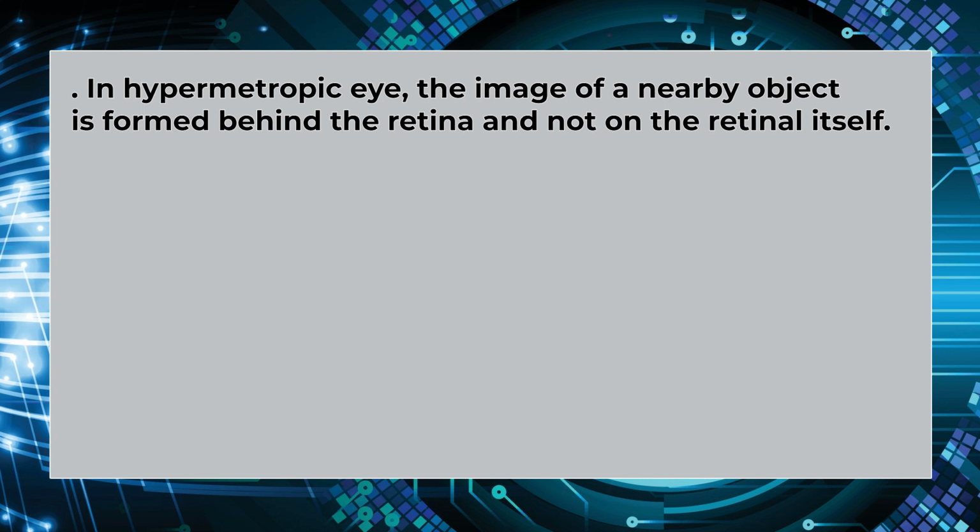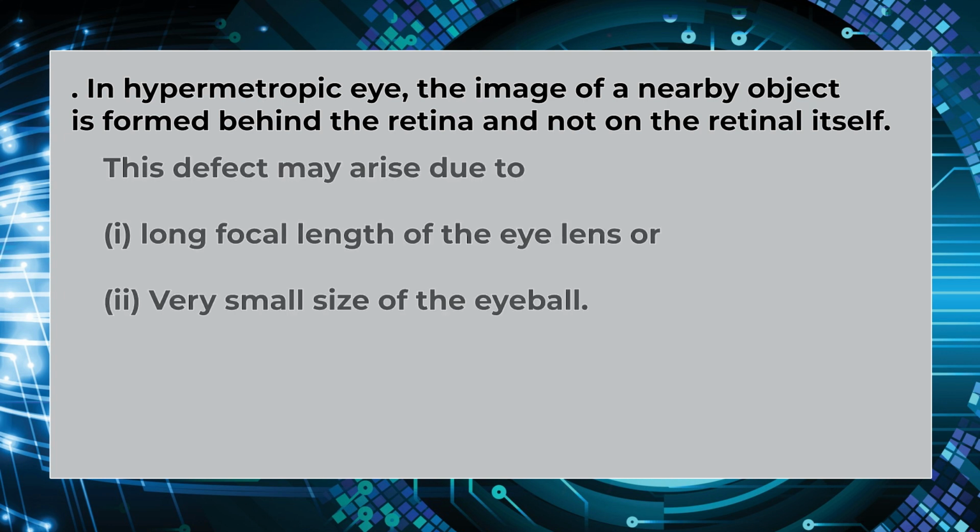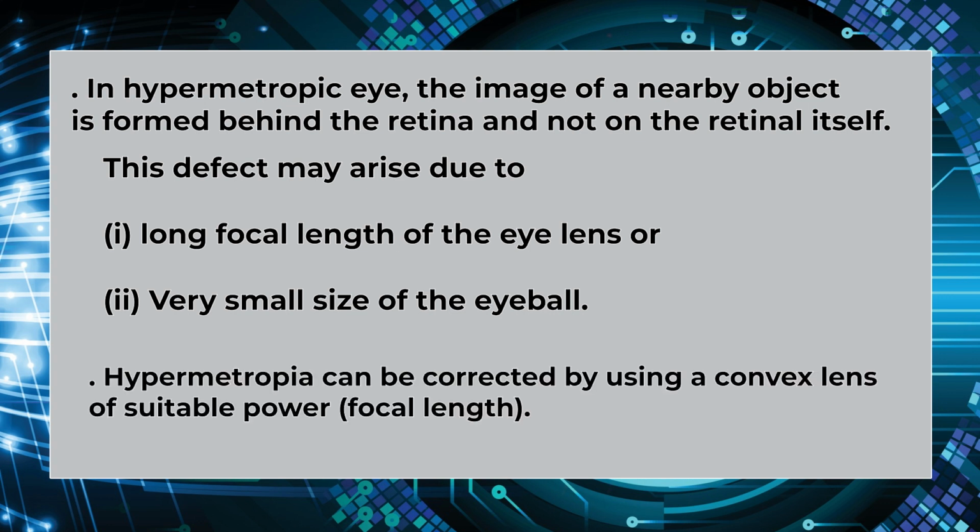In a hypermetropic eye, the image of a nearby object is formed behind the retina and not on the retina itself. This defect may arise due to: number 1, long focal length of the eye lens, or number 2, very small size of the eyeball. Now, what about its correction? Hypermetropia can be corrected by using a convex lens of suitable focal length.